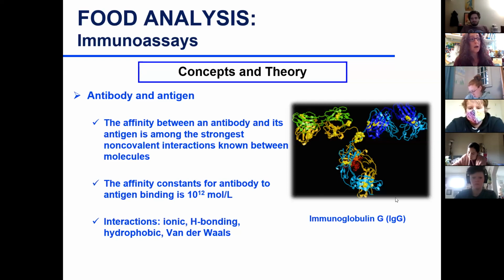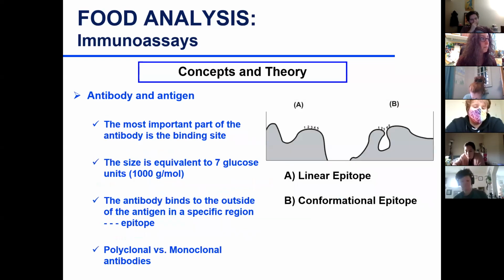This is an IgG, or immunoglobulin G, kind of structure. Again, you see that Y shape here. And like I said, the affinity is really high between the antibody and the antigen. And like I said, the interactions are ionic, hydrogen bond, hydrophobic, van der Waals, but not covalent.